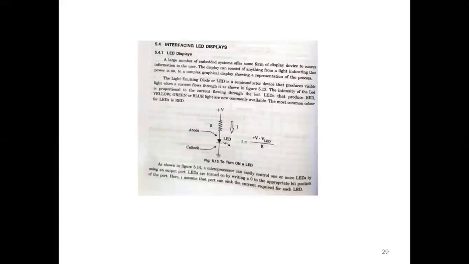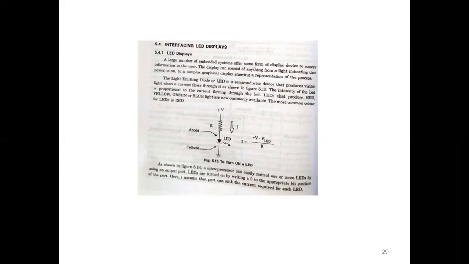LEDs are connected in two forms: one is the anode display, and another is the cathode display. In the anode connection, if you give 0 it will glow, and if you give 1 it will be off. In the cathode condition, if you connect with 1 it will glow, and if you connect with 0 it will be off. This is the basic concept.